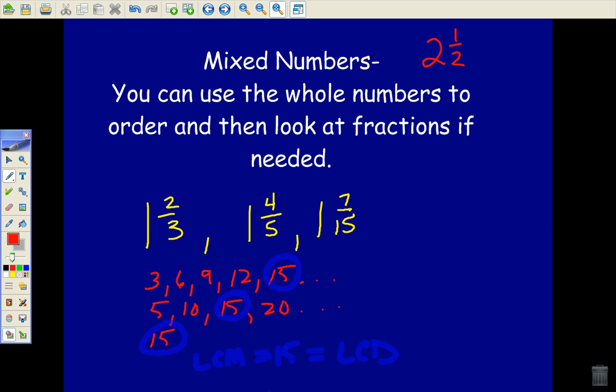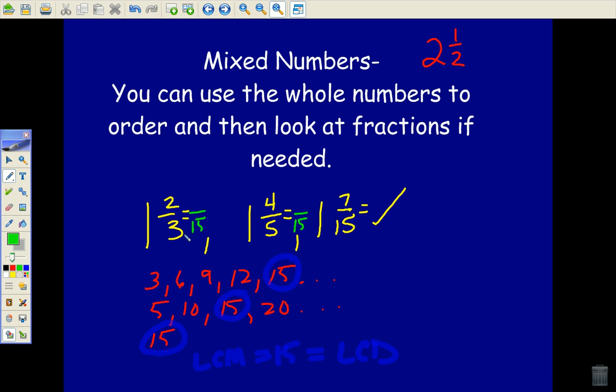Once again, what in the world am I going to do with that 15? Why do I even need to know it? Do I just get to stop there? No, I have to turn these guys into 15ths so that I can compare them a little bit easier. Well, look at that one. That one's already in 15ths, so I can just leave it as is, right? So this one I got to turn into 15ths, and this one I got to turn into 15ths.